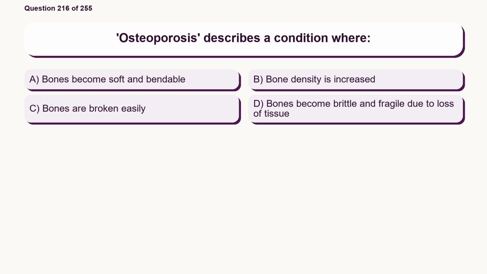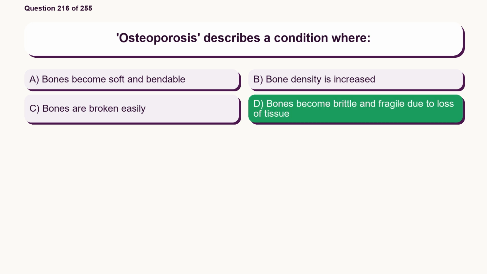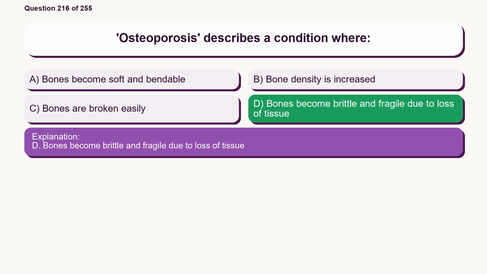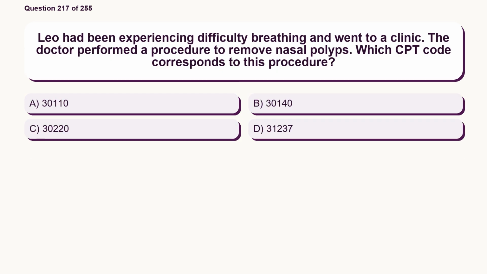Osteoporosis describes a condition where option A, bones become soft and bendable. Option B, bone density is increased. Option C, bones are broken easily. Option D, bones become brittle and fragile due to loss of tissue. The correct answer is option D, bones become brittle and fragile due to loss of tissue.